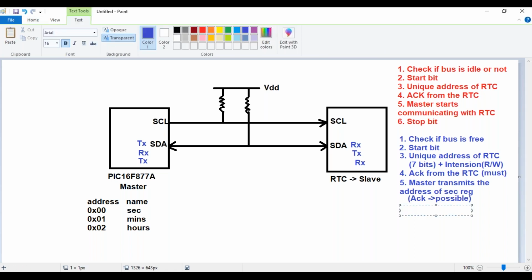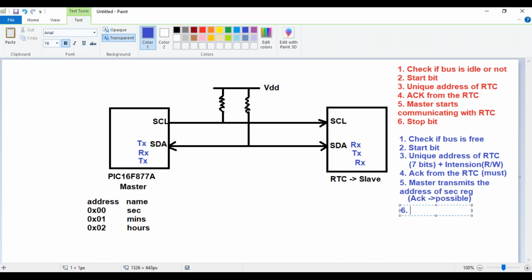Now if the RTC receives the second register's address, it understands that the master is coming to the RTC to read the number of seconds. What should be the next step? After the slave understands the master has come to read the number of seconds, what will your slave do?